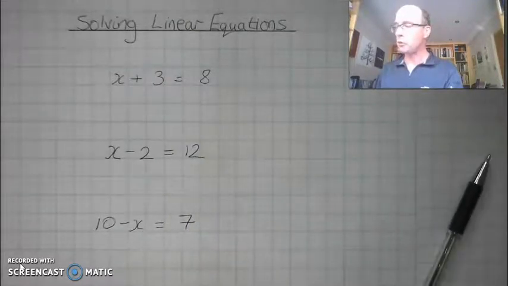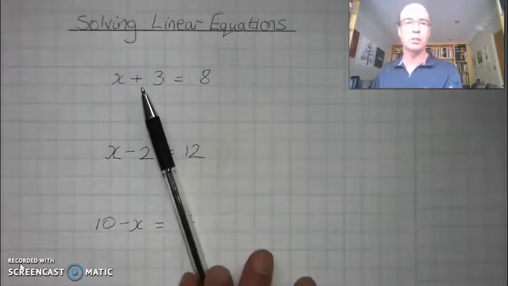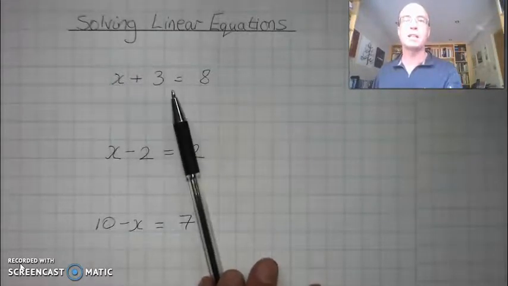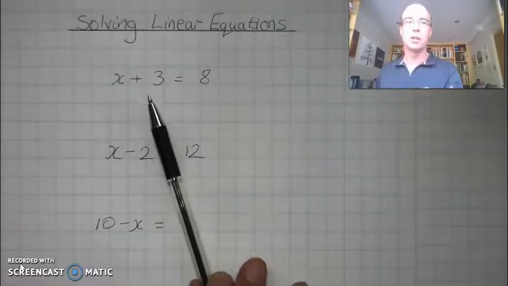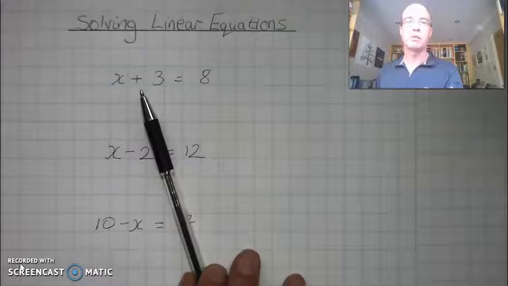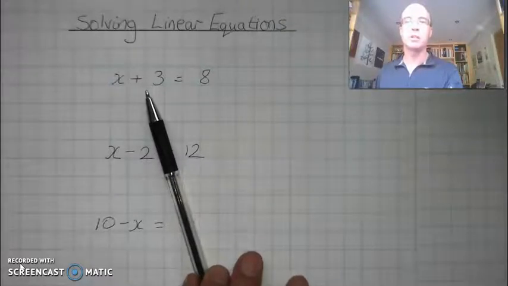When we're doing the questions, we're going to be looking at the operation. So in this case, I've got a positive. I'm adding 3 to my x. I'm going to want to do the opposite operation to the one we've got here. So instead of adding 3, I'm going to be subtracting 3 for the first question.